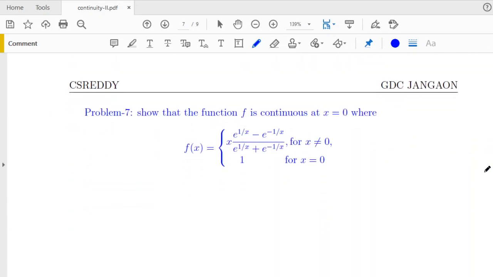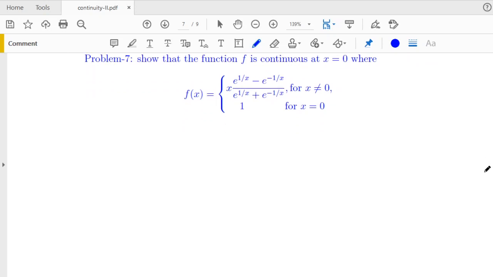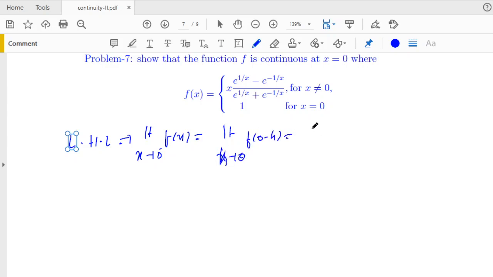Show that the function f is continuous at x equal to 0. How can we do that? We have to prove that given function is continuous at x equal to 0. First of all, find the left limit. This implies that limit x goes to 0 minus f of x is nothing but limit h goes to 0, f of 0 minus h. Substitute x equal to minus h.